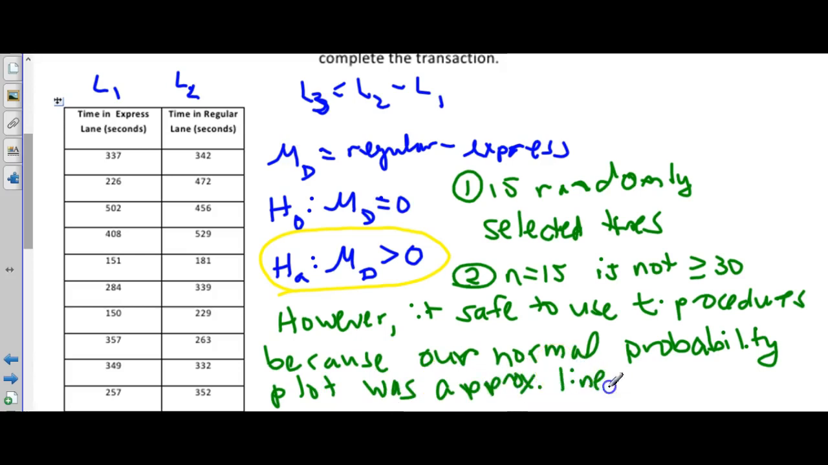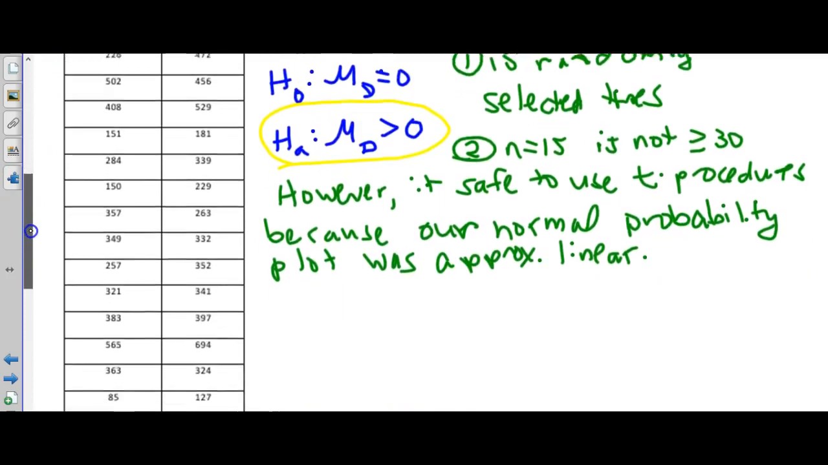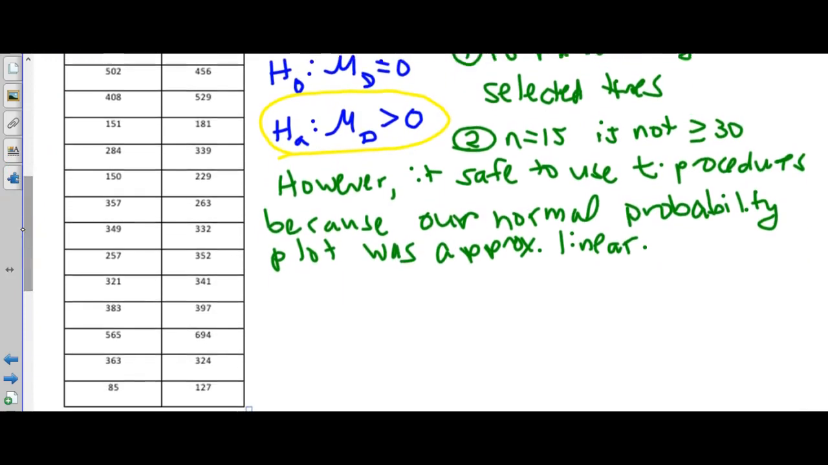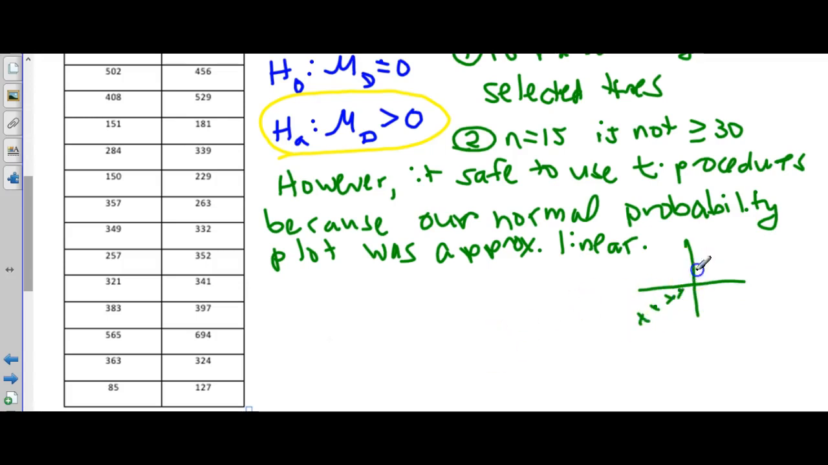Most likely on the AP exam they would give you a graph of the normal probability plot and you would not be entering all this data. That would just be too much time wasted on that. So we're going to actually continue. And you'd want to do a little sketch of your normal probability plot to show that you did that. All right, let's actually calculate our test statistic value.